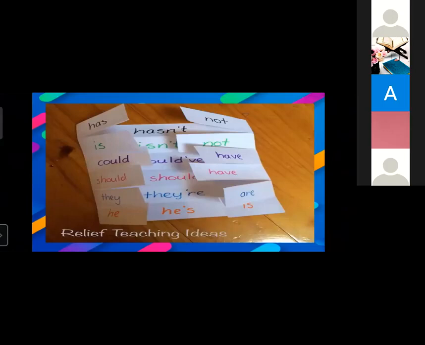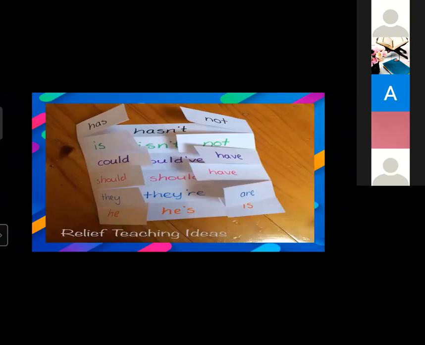Okay, this is another way, a flip card book. You can bring a wall chart and divide it like this to give them or to tell them about the contractions of some verbs like has, hasn't, is, isn't, and so on. So this is another way.